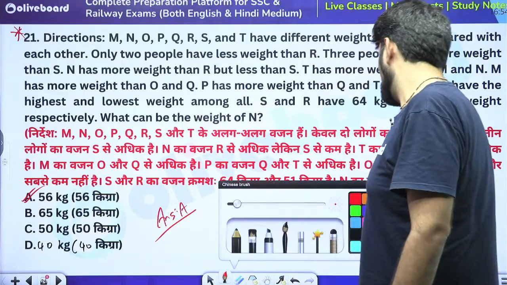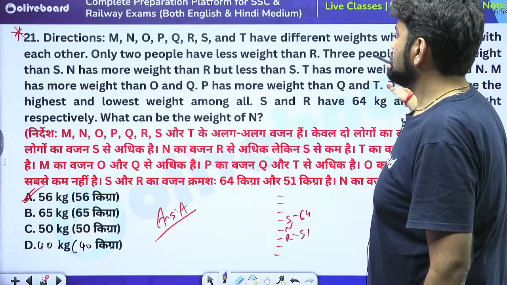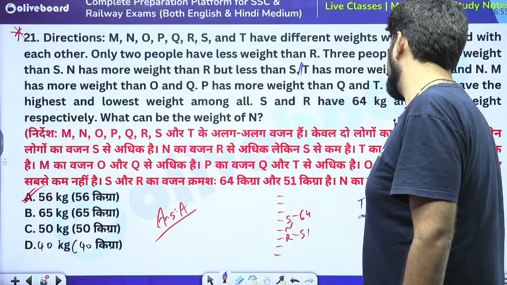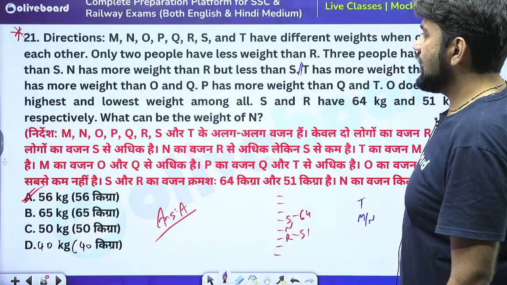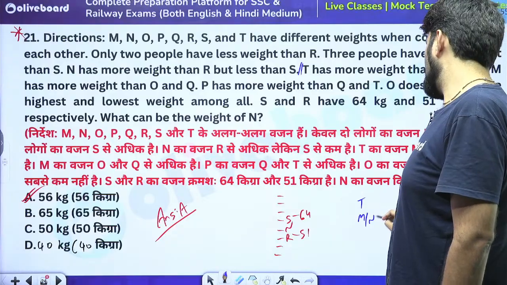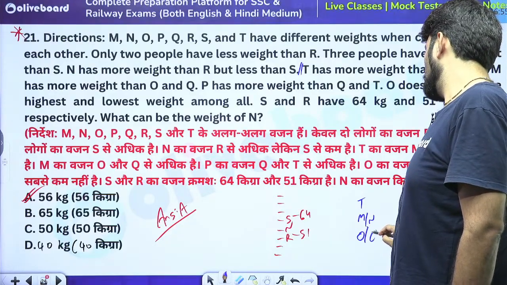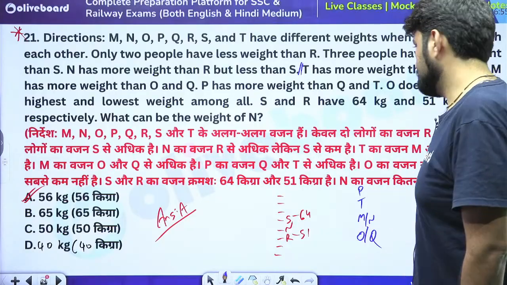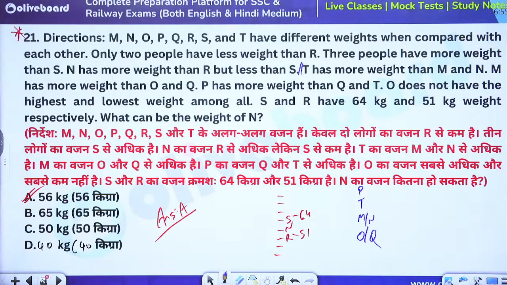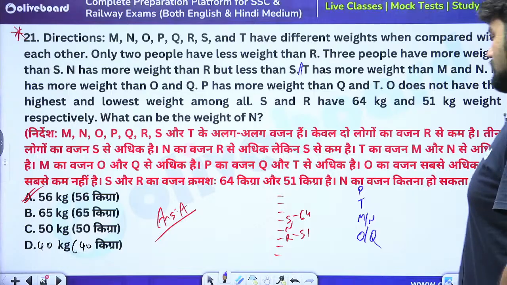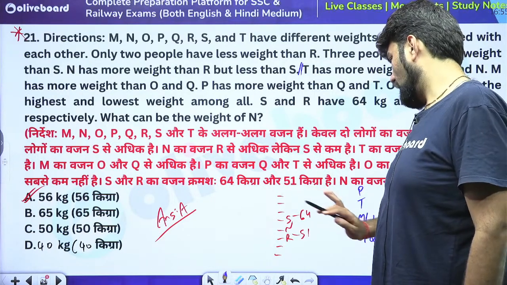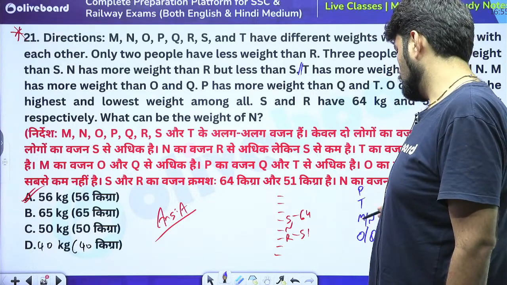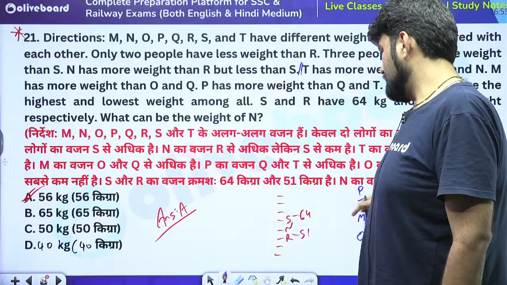After that, let's put it in blue ink now. Now T has more weight than M and N. So okay, T has more weight than M and N. M has more weight than O and Q. So M has more weight than O and Q. P has more weight than Q and T. So P is here on the top. Now see, this is PT. That's how this is going to be. There's no other option. We can't have, because we have 6 people. So definitely P and T are on the top.